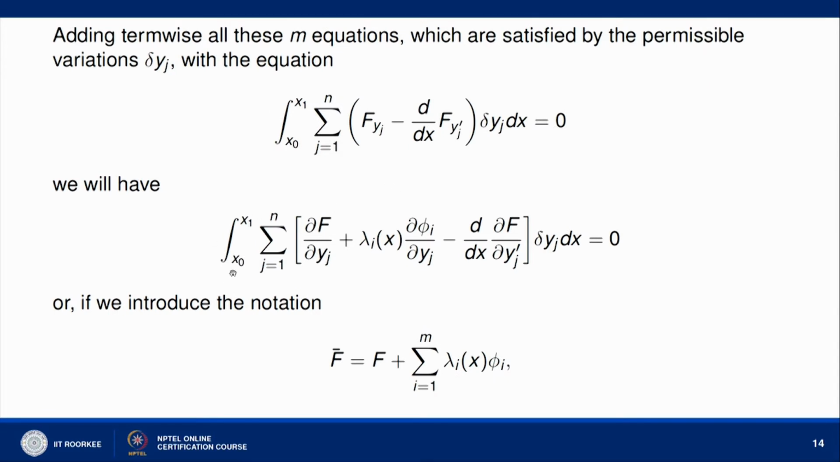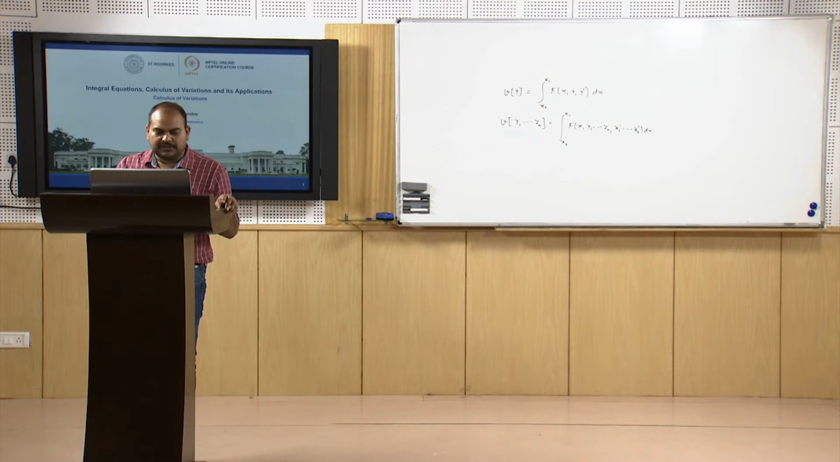We have a new integral, that is, x0 to x1, summation j equal to 1 to n, of del f by del yj plus lambda i(x) del phi i by del yj minus d by dx of del f by del yj dash, delta yj dx equal to 0 here. So here we introduce a new notation, that is f bar, which is written as f plus summation i equal to 1 to m lambda i(x) phi i. If we take this new notation, f bar, we can rewrite this condition into this form.